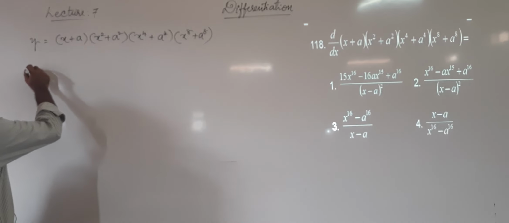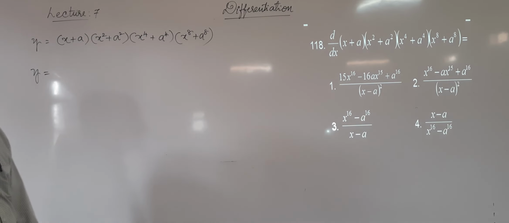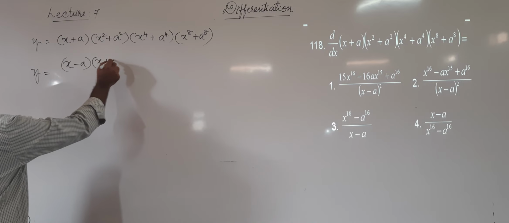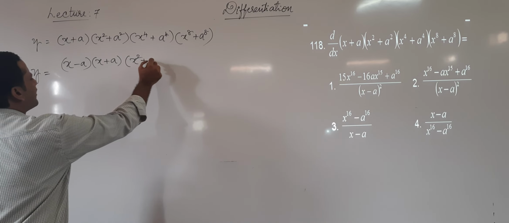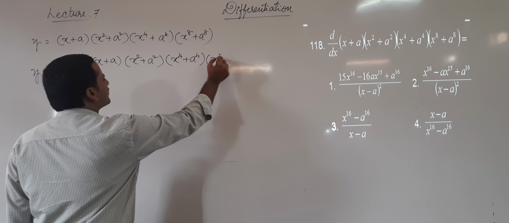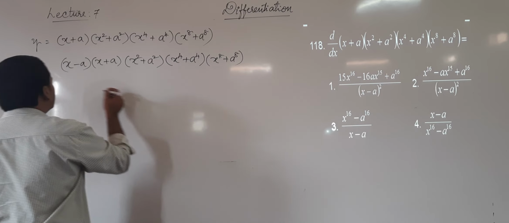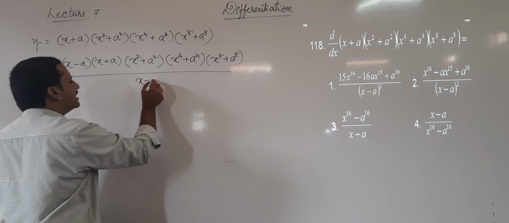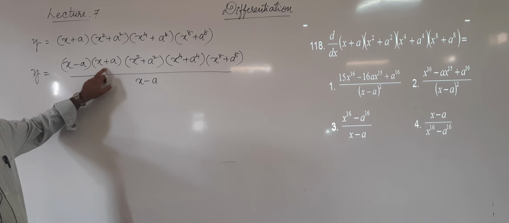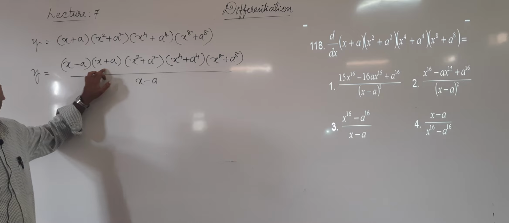I'll multiply and divide by x minus a. To this expression, I am multiplying and dividing by x minus a. So then you are left with (x-a)(x+a)(x^2+a^2)(x^4+a^4)(x^8+a^8) divided by x minus a. Now here, x minus a into x plus a will give you x^2 minus a^2. This together will become x^2 minus a^2.